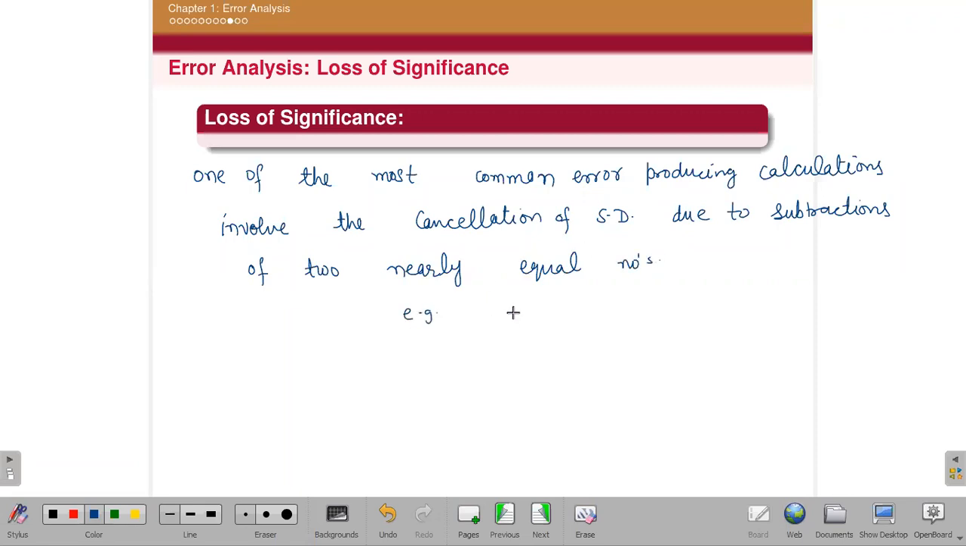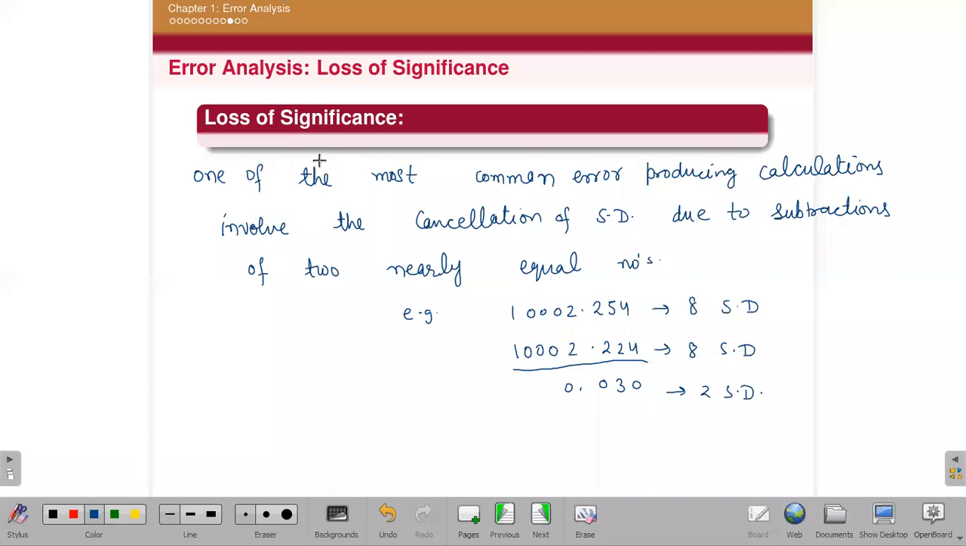For example, if I take 10002.254 and another number 10002.224, it contains 8 significant digits. The other also contains 8 significant digits. Now if you subtract these two, because these are two nearly equal numbers, you get 0.030. Now you are getting 2 significant digits only. Here you have lost 6 significant digits. So this is an error in analysis. We don't want the loss of significance.